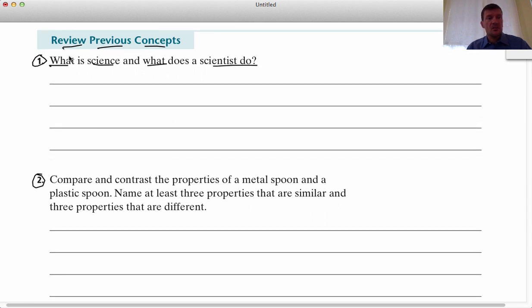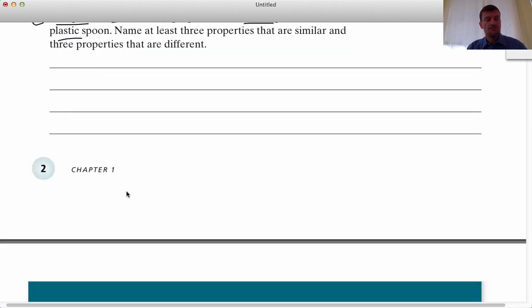This one is just asking, what is science? So just use the knowledge that you have right now, your existing understanding of what science is and what scientists do. Okay? And then here we're just using your ability to compare and contrast. That's all. Just look at a metal spoon, a plastic spoon, name some of the properties that they have, maybe that are in common or that are different. Because we're going to be looking at properties. We're going to be looking at the chemical properties and the physical properties of different objects and the chemicals that make them up. Okay?